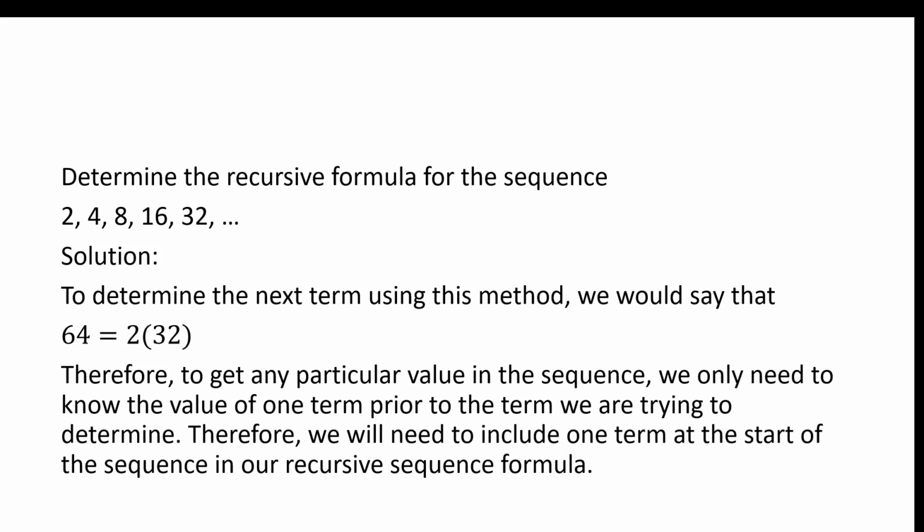To determine the next term using that method, if I said, what is it? You would say, well, 64 is simply 2 times 32. In other words, to get any particular value in the sequence, you only need to know the value of one term prior to the term you're trying to determine. So that would mean using this method, you need to include one term at the start of the sequence in your recursive sequence formula.